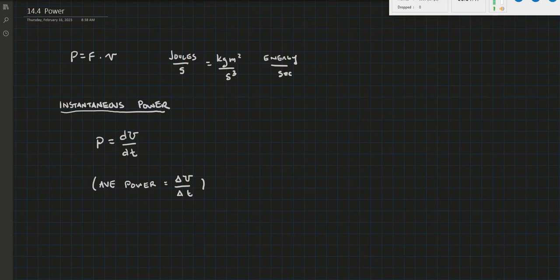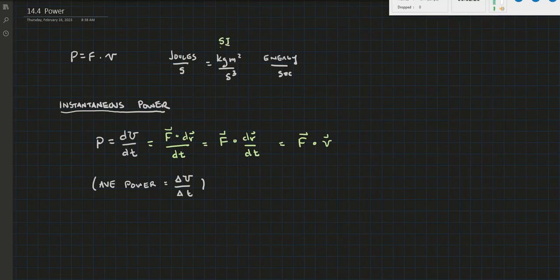So with this representation up here, we can think of work as force dot dr, and then we divide that by the scalar dt, equals force dot dr/dt. So essentially that's force dot velocity.